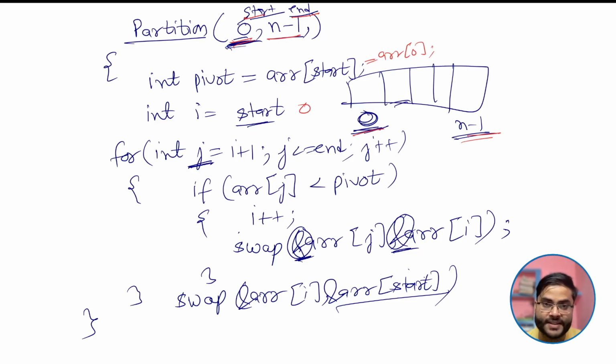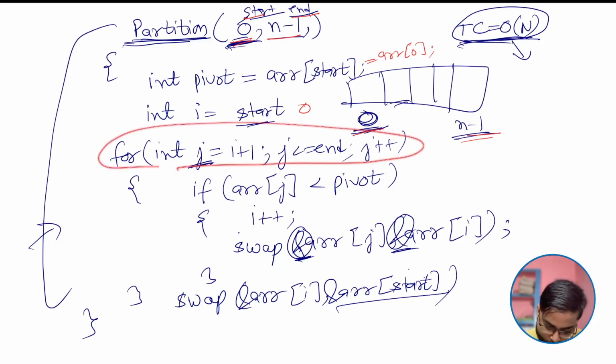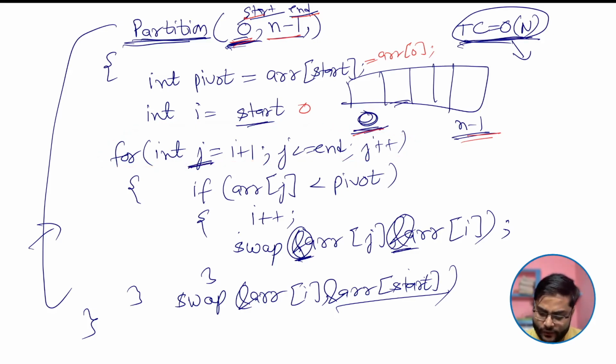So this is our partition algorithm, and the time complexity of the partition algorithm is order of n. Why? Because we are running this loop, and this loop runs almost n times in the worst case. So the partition algorithm takes order of n time. I hope the partition algorithm is clear to you.